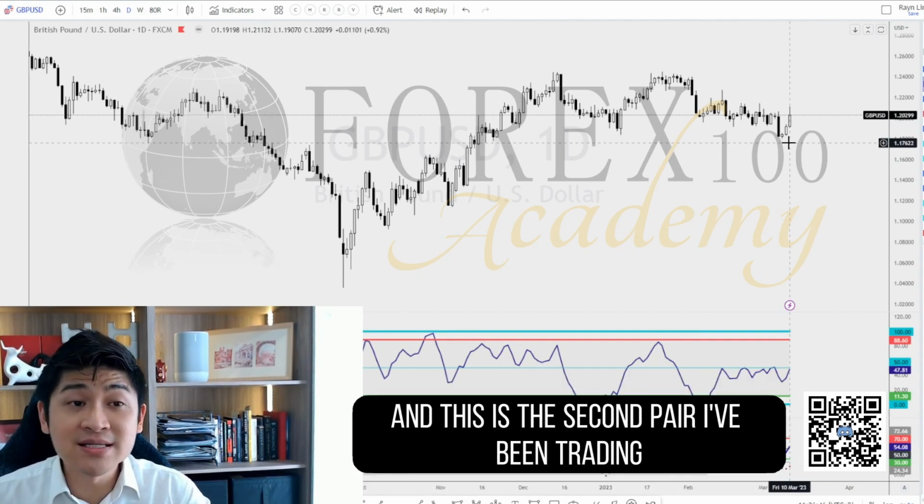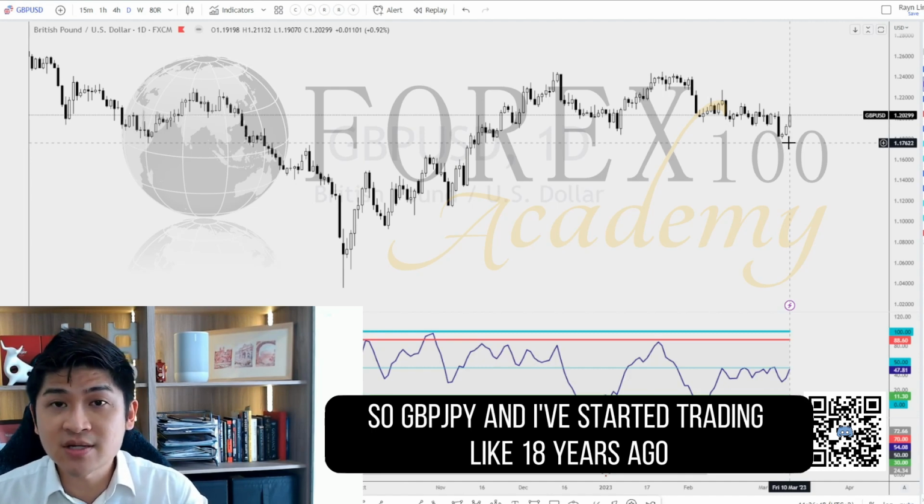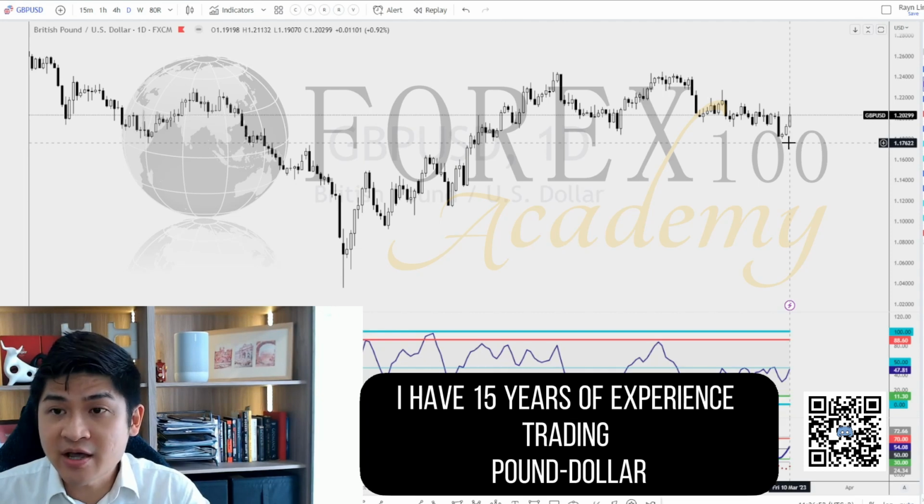After pound yen, this is the second pair I've been trading. So pound yen I've started trading like in 18 years ago. This perhaps I have 15 years of experience trading pound dollar.